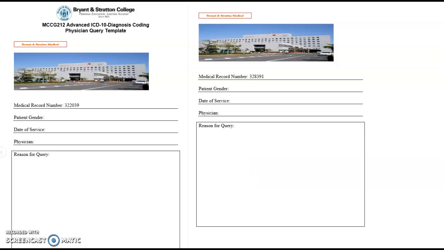Another thing on the next case study, 328391. So your code that you will come up with, I can just tell you, is F0633. Read the instructional note and see what that says, as that's going to tell you why you would want to query the physician. So if you have any questions, just let me know.